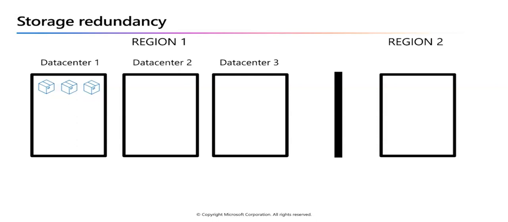But let's say you want to move up and improve that. Well, then we can go ahead and go with zone redundant storage, or ZRS. Now, this allows us to create 3 availability zones in the primary region. And if we remember, an availability zone is a copy of our data across 3 separate data centers within the same region.